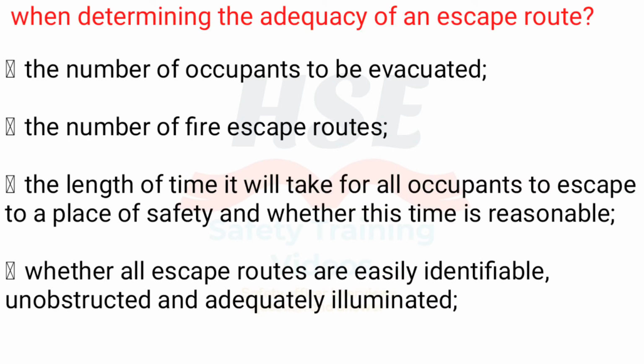When determining the adequacy of an escape route: the number of occupants to be evacuated, the number of fire escape routes, the length of time it will take for all occupants to escape to a place of safety and whether this time is reasonable, and whether all escape routes are easily identifiable, unobstructed and adequately illuminated.